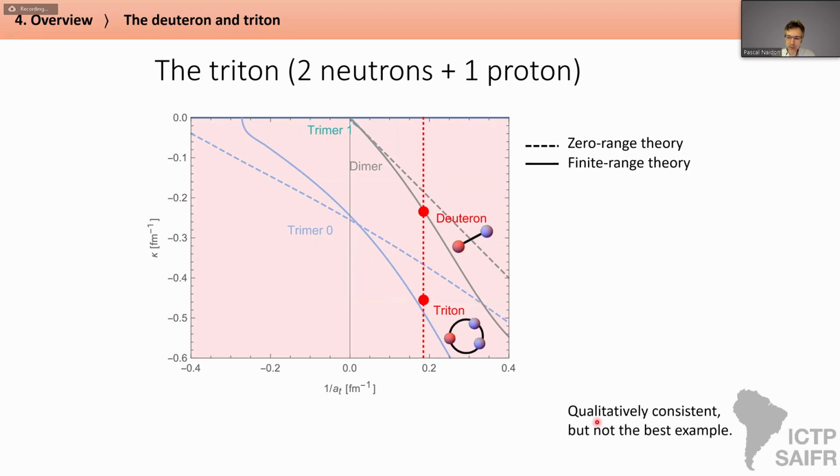So yes, it's qualitatively consistent, but not the best example. Also, one drawback is that we only have one trimer state, so it's difficult to... I mean, as theorists, we can imagine that we can change the interaction, but you can understand the properties of the deuterons and the tritons without ever thinking about this Efimov scenario. You don't need it to explain the properties of the systems.